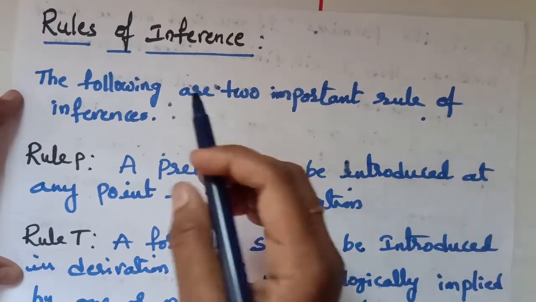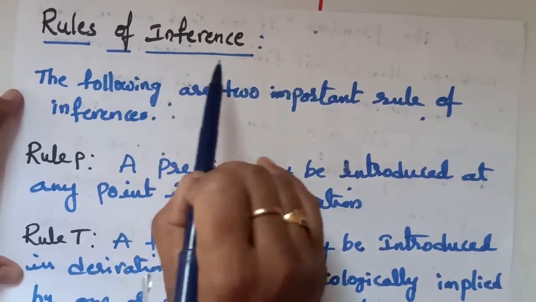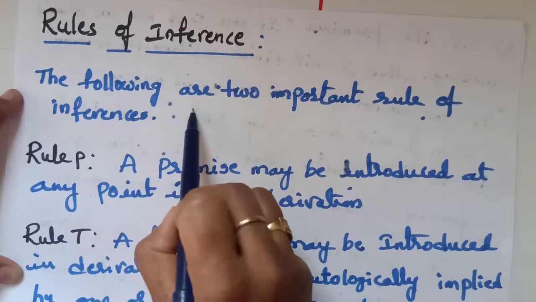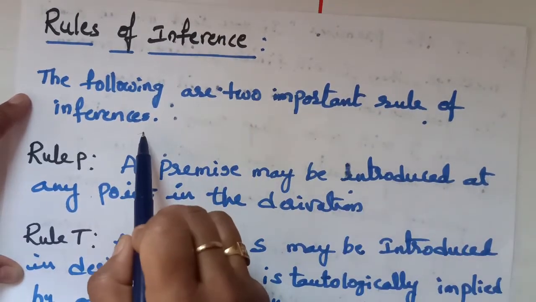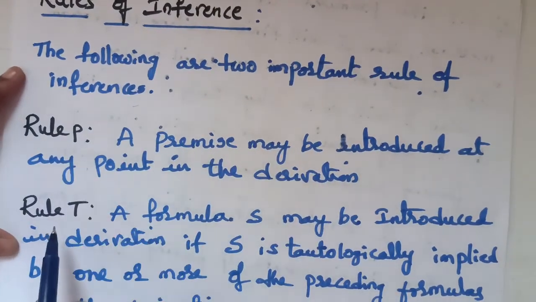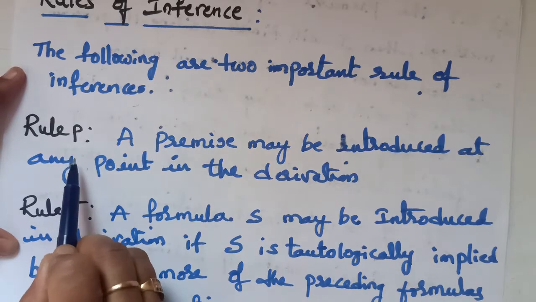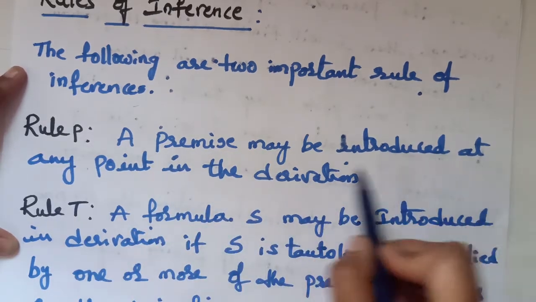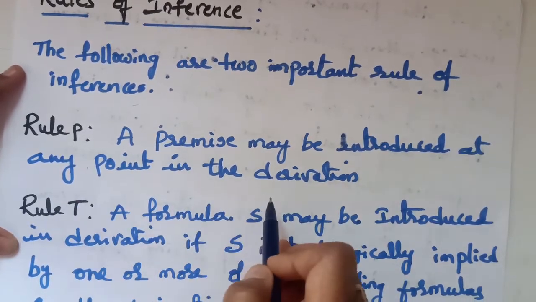Hello everyone. In this session we'll discuss rules of inference. The following are two important rules of inference, Rule P and Rule T. Rule P: a premise may be introduced at any point in the derivation.